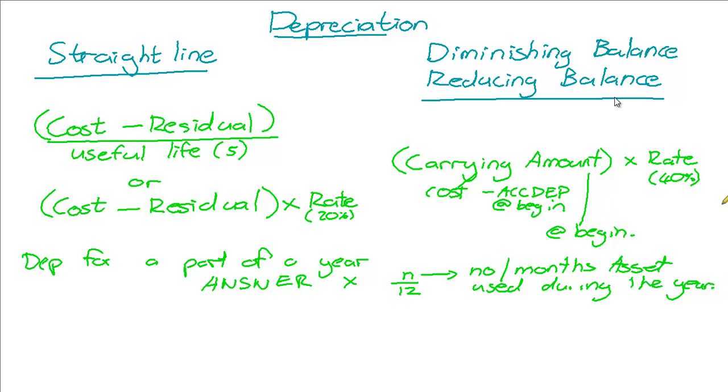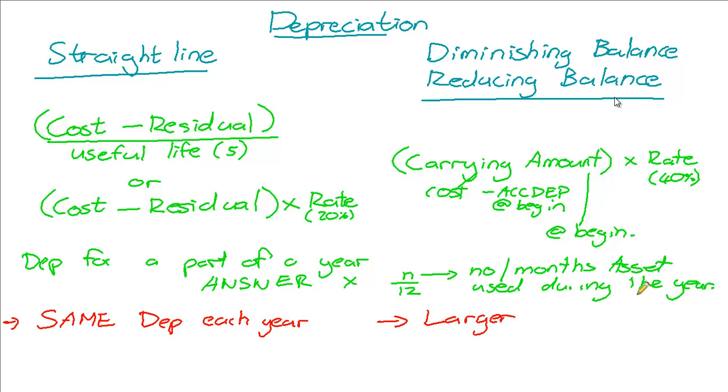Right. So when would you use the straight line method and when would you use the diminishing balance method? Now, as you will see from some of the examples that we'll do later, the straight line method is going to give you the same depreciation every year. The diminishing balance method, okay, so let's just write that down. The straight line method is going to give you the same depreciation each year. The diminishing balance method is going to give you a larger depreciation during the earlier years of the asset's useful life.